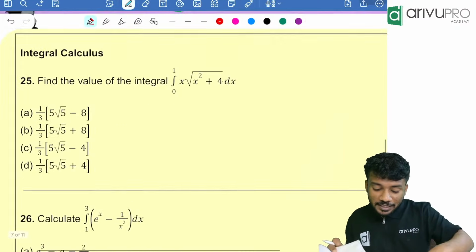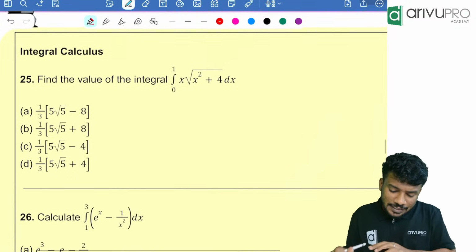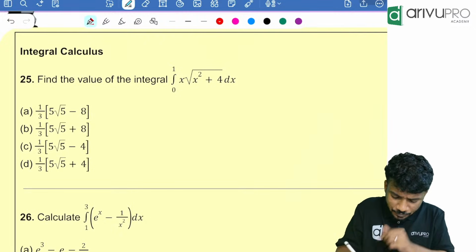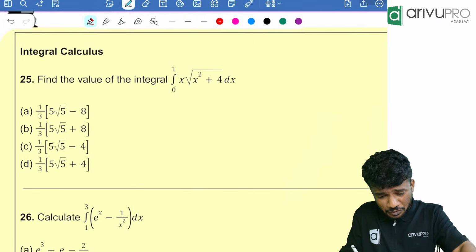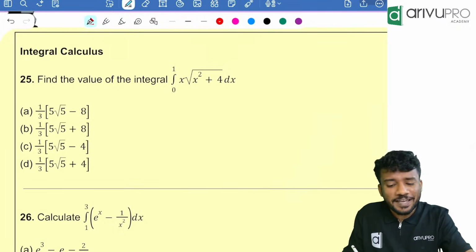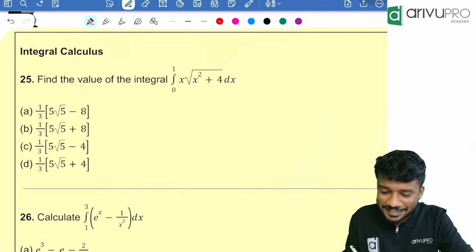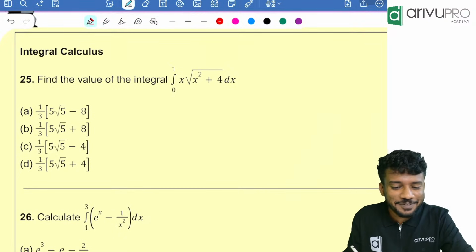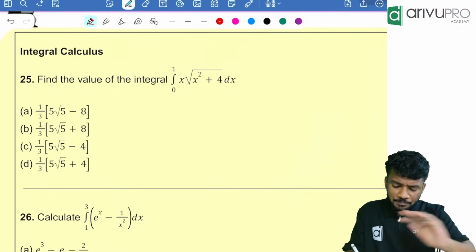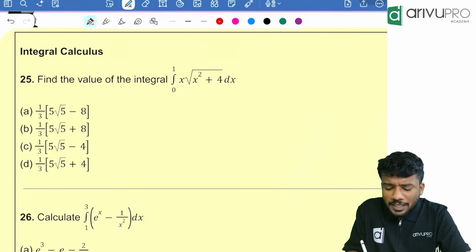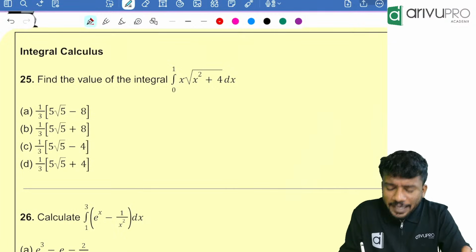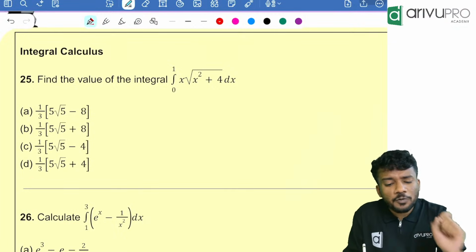Next question. Find the value of the integral from 0 to 1 of x root of x square plus 4. Yes, right answer, everyone. Look here. The integral from 0 to 1 of x into root of x square plus 4 dx, how much is the question.